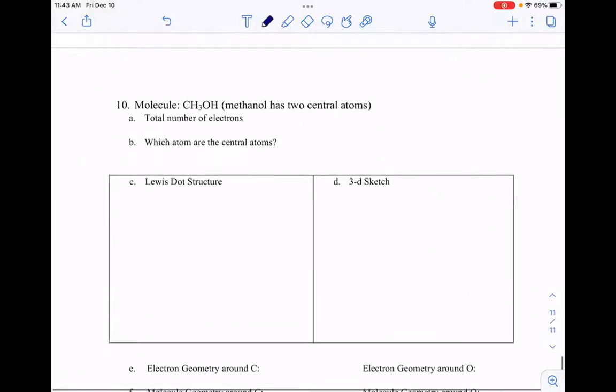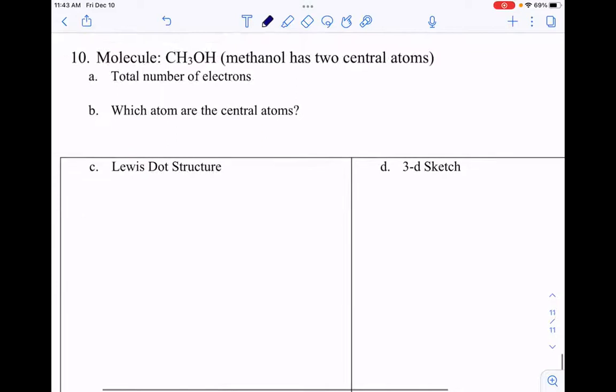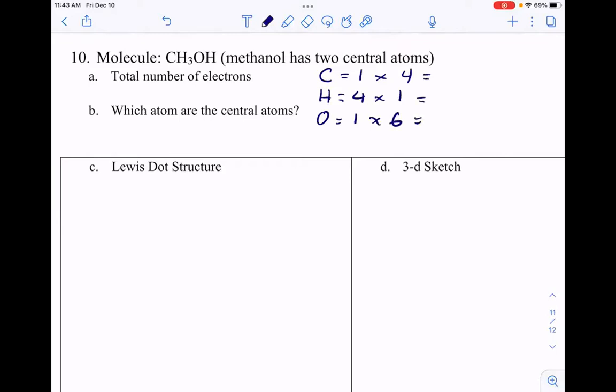All right, so this is our last molecule, CH3OH. Let's work through this. Here we have 3 elements this time instead of 2: carbon, hydrogen, and oxygen. I have 1 carbon. How many hydrogens do I have? 4. Oxygen, 1. Carbon is group 4, hydrogen is group 1, oxygen is group 6. So 4, 4, 6, which gives 14 in total.